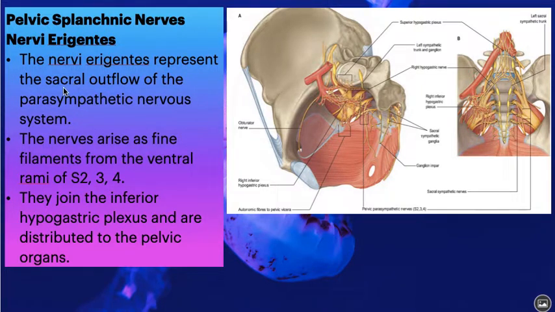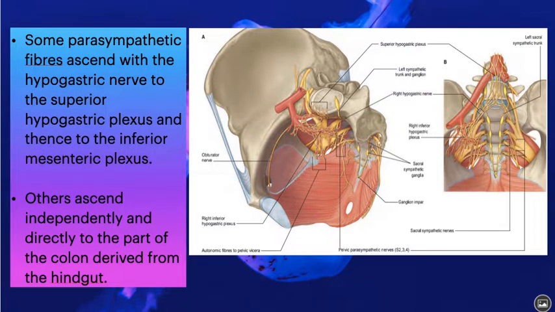Very important question: pelvic splanchnic nerves or the nervi erigentes. They represent the sacral outflow of the parasympathetic nervous system, arising as fine filaments from the ventral rami of S2, S3, S4, joining the inferior hypogastric plexus and are distributed to the pelvic organs. Now, some of these fibers ascend with the hypogastric nerve to the superior hypogastric plexus and then to the inferior mesenteric plexus. Others descend independently and directly to the part of the colon derived from the hindgut.